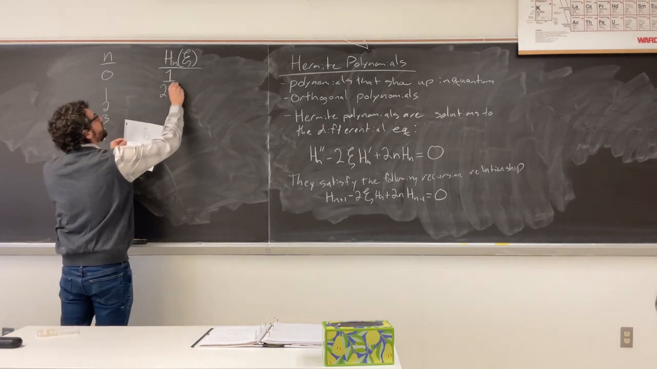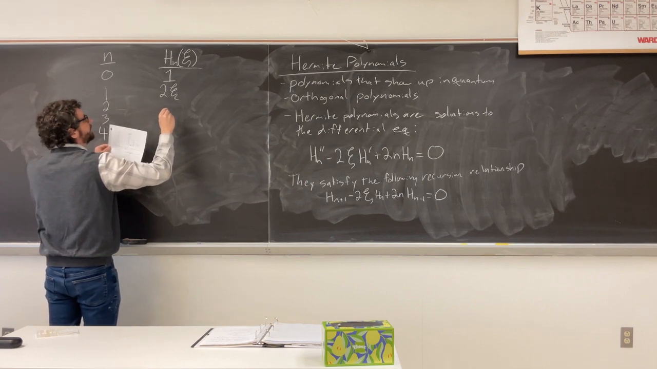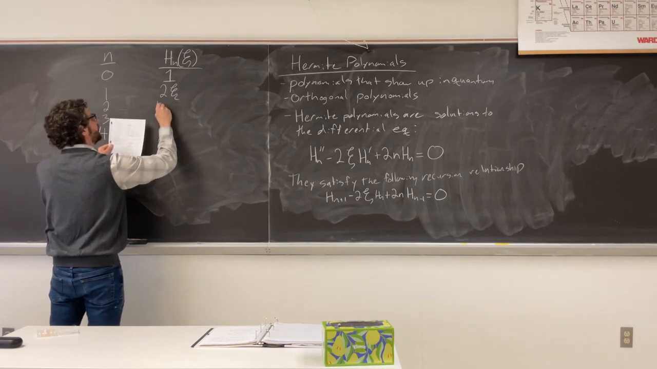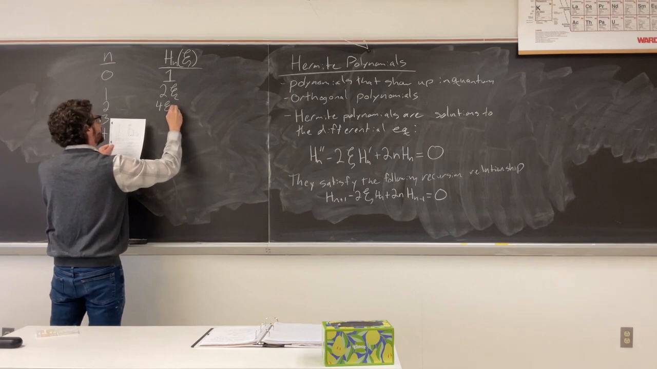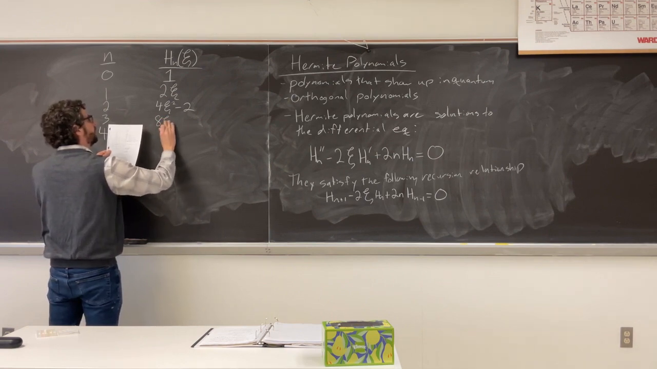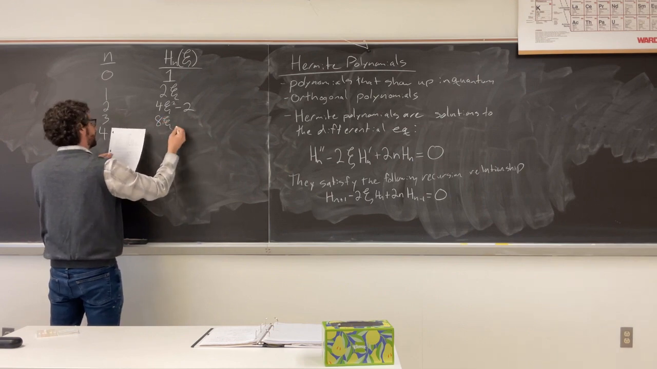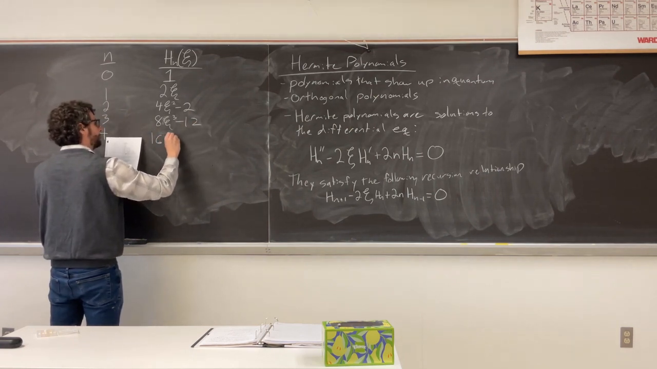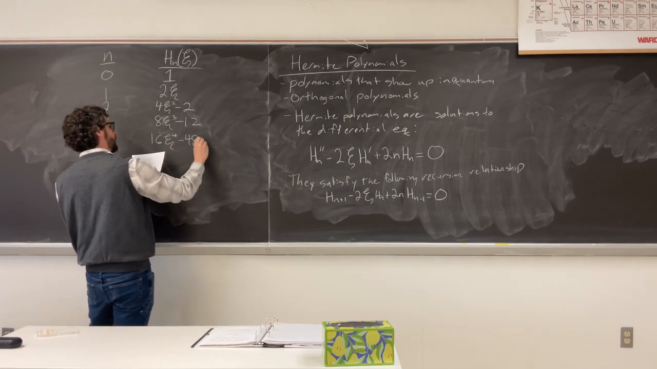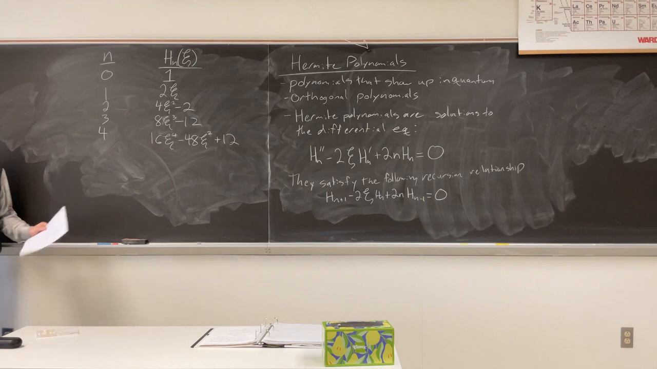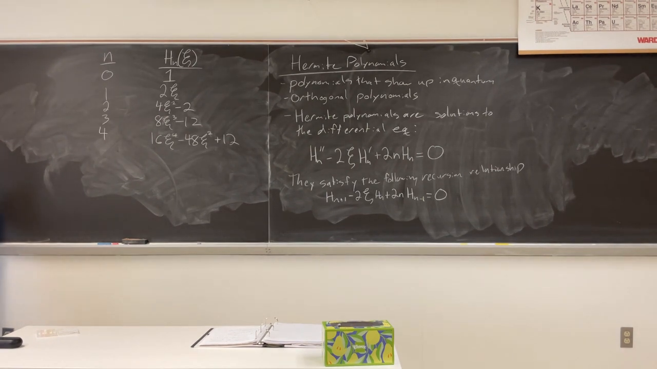For 1, it's 2 fancy E. For 2, it's 4 epsilon squared minus 2. For 3, it's 8 epsilon to the 3rd minus 12 epsilon. For 4, it's 16 epsilon to the 4th minus 48 epsilon to the 2nd plus 12, and then there's a handful more that I'm going to spare you writing down.